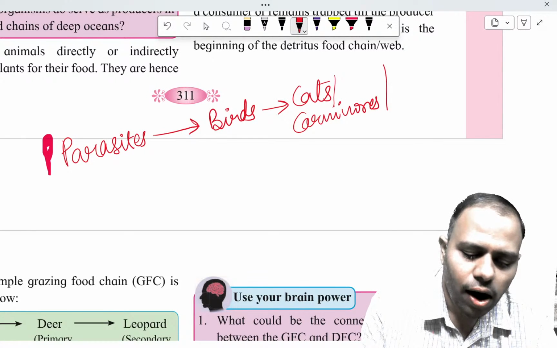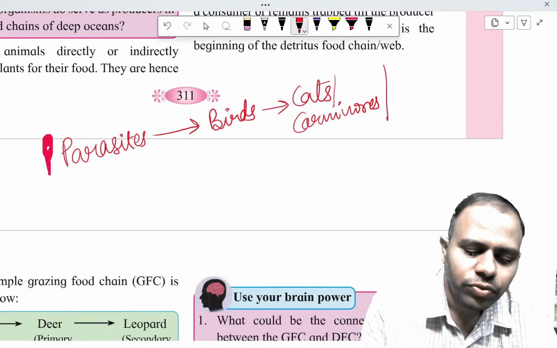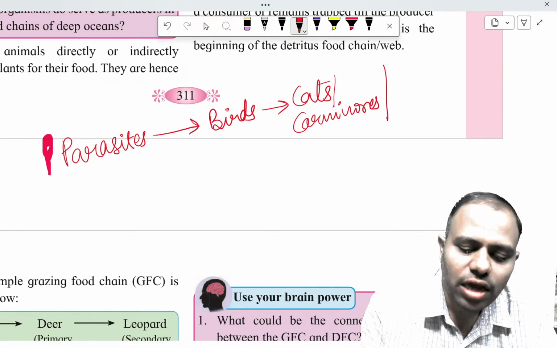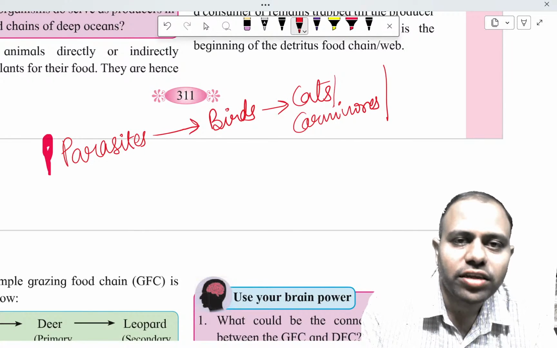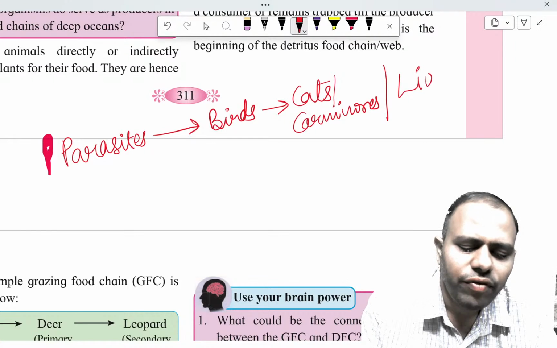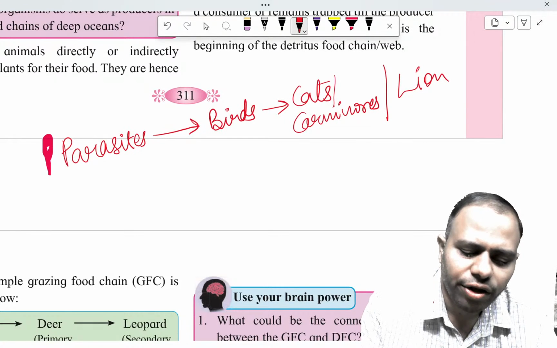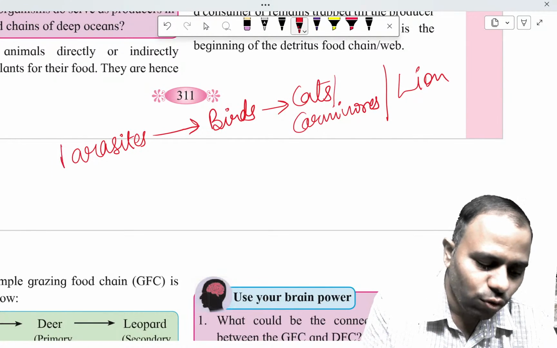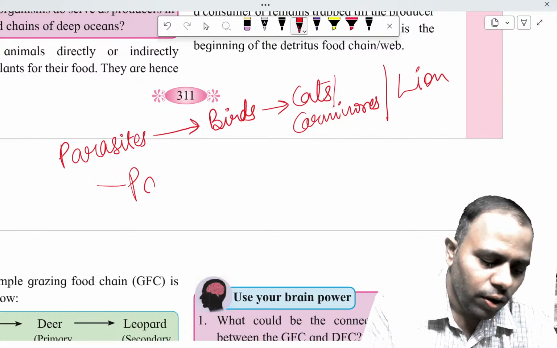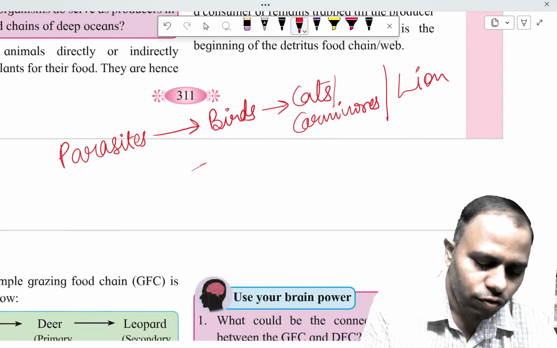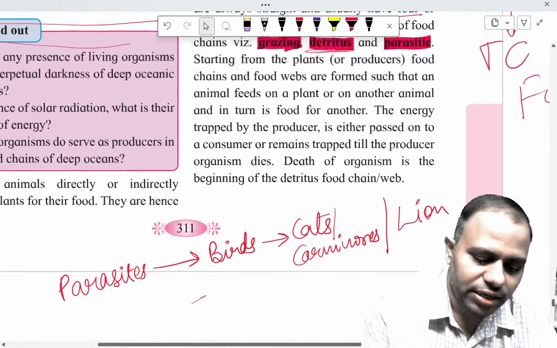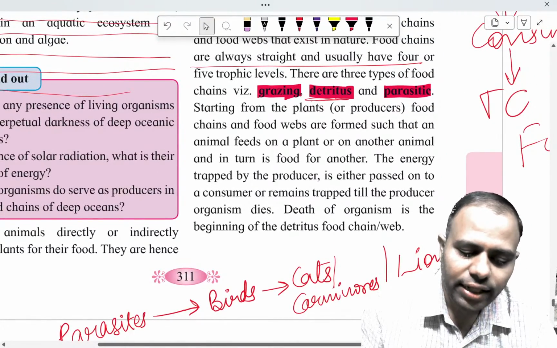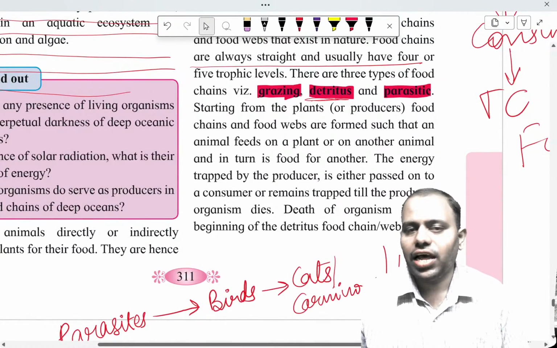Then these carnivores are sometimes eaten by a larger carnivore, that is called a secondary producer. We'll put the name of lion here. So since this food chain starts with the parasites, this is called the parasitic food chain. I think the types of food chain are clear to all of you. Is it clear to all of you?